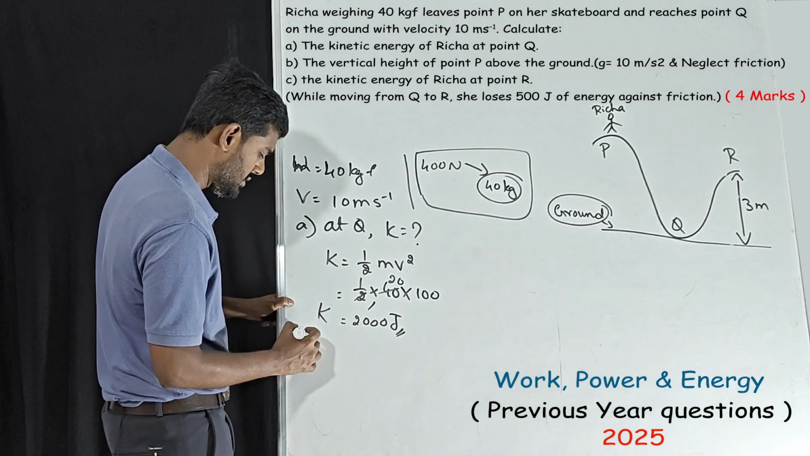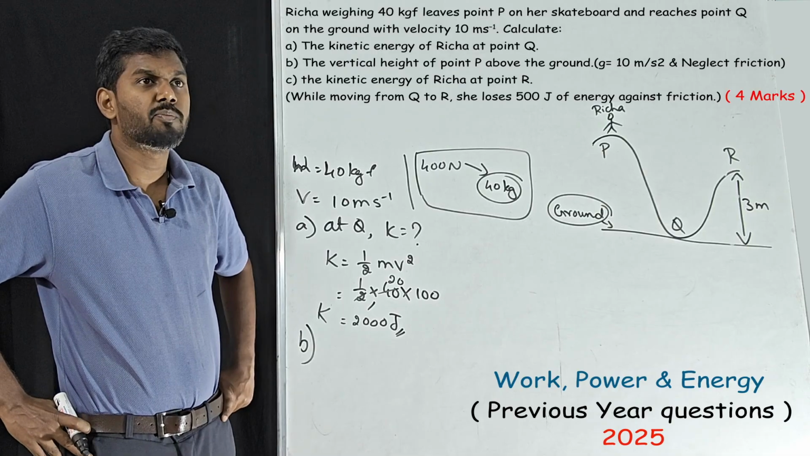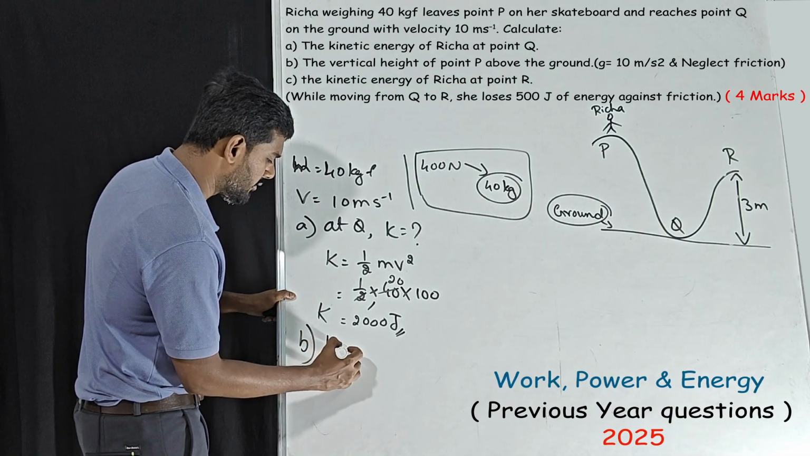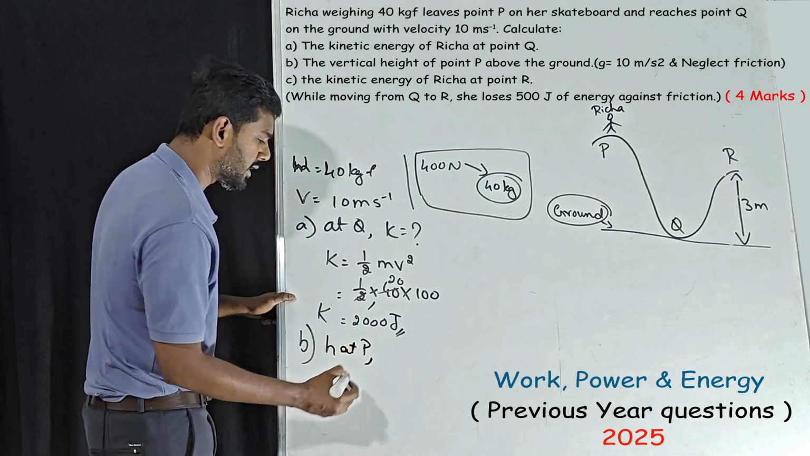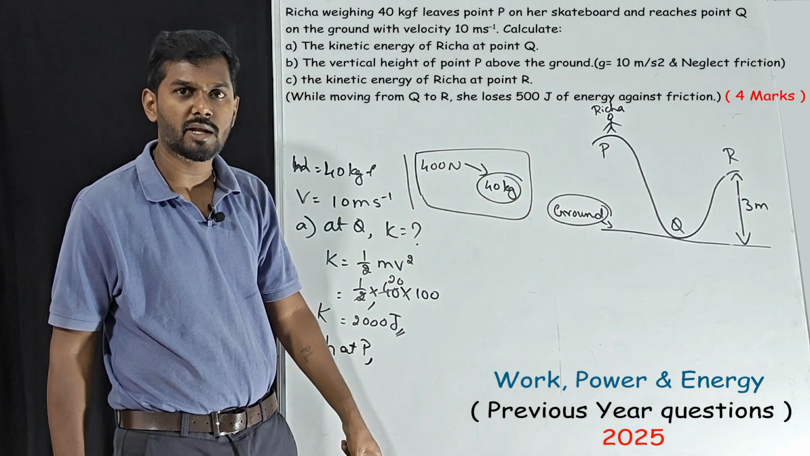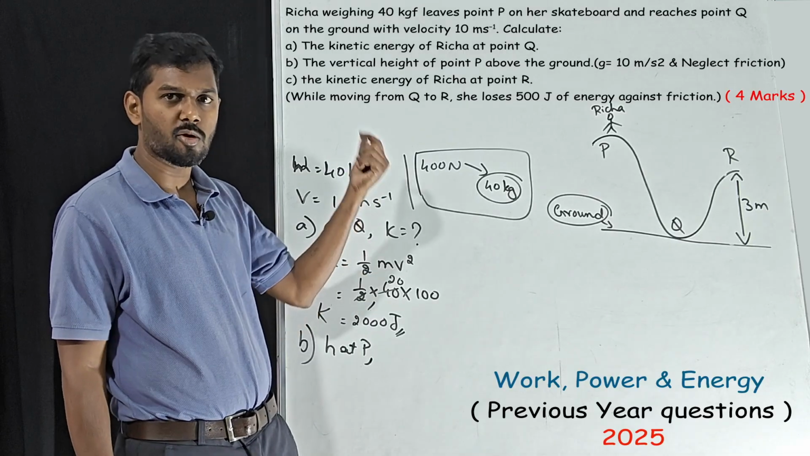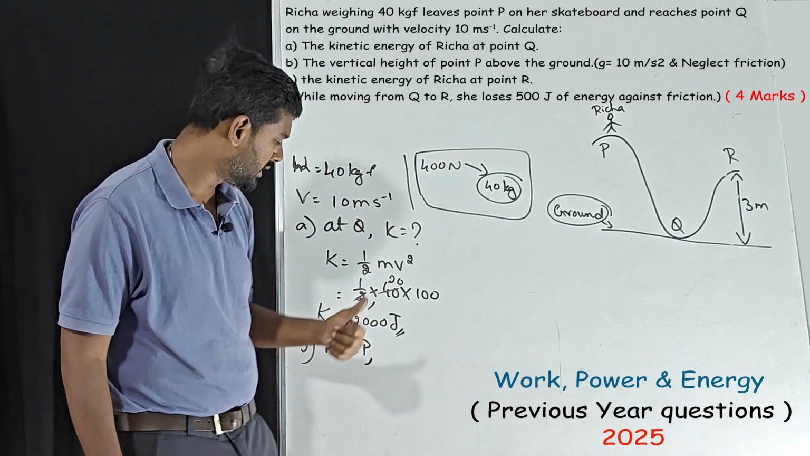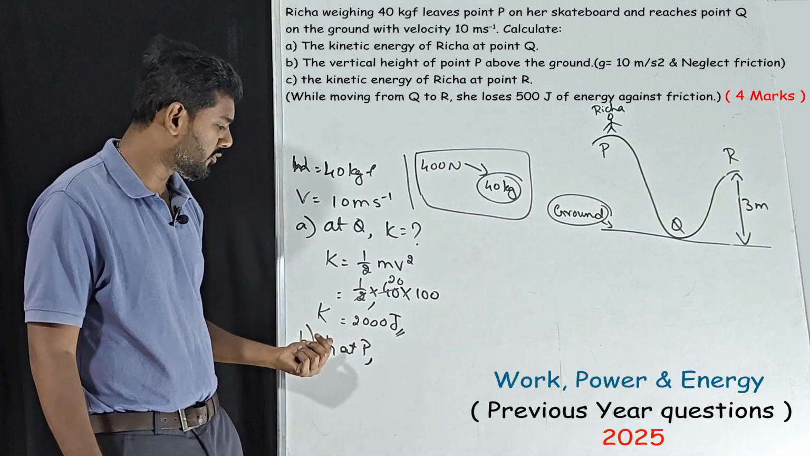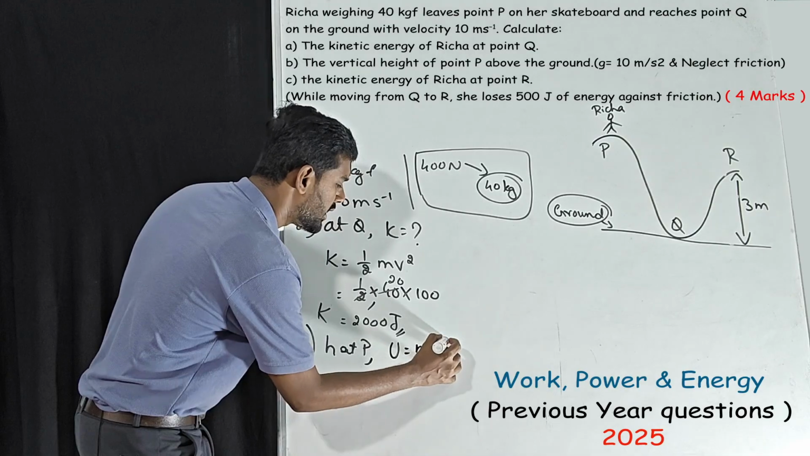We'll go for the second one. The vertical height of P above the ground. Okay, height at P we need to calculate. So for height, if they are talking about height, we have to talk about potential energy. If they are talking about velocity, we have to talk about kinetic energy. This question is related to potential energy because they are talking about height. So to find height, what is the potential energy formula? U is equal to mgh.